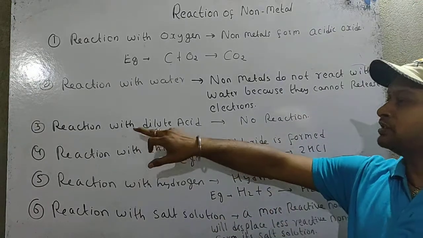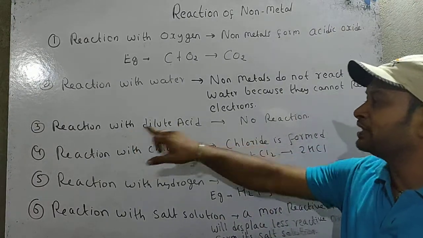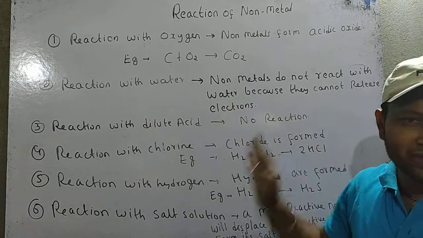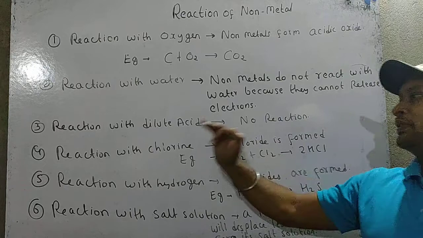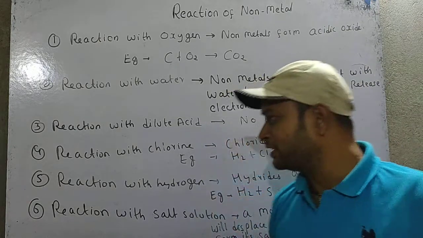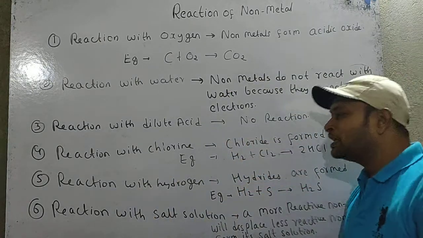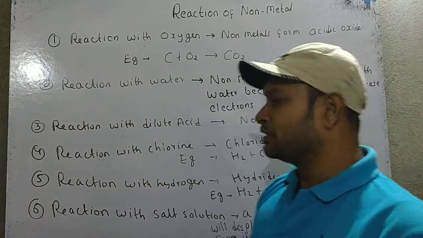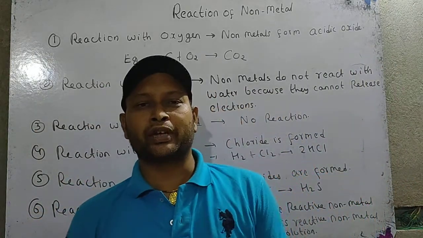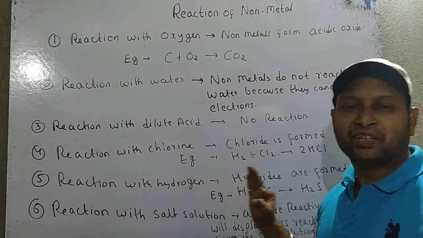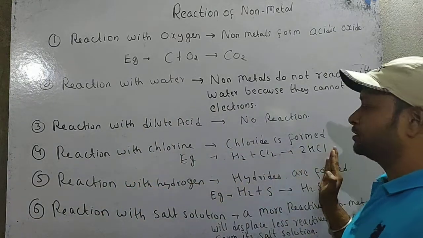Third property: what is the reaction with dilute acid? Does a non-metal react with dilute acid? The answer is no. No reaction takes place when it reacts with dilute acid. What is the fourth property? What happens when a non-metal reacts with chlorine? It forms a chloride. When hydrogen reacts with chlorine, it forms hydrogen chloride.